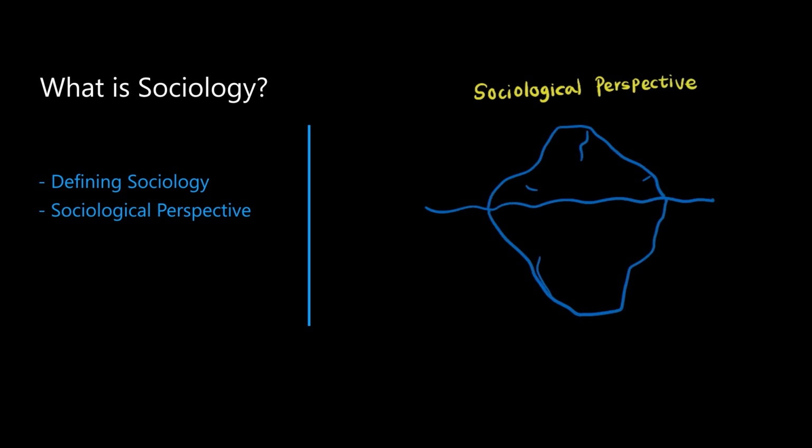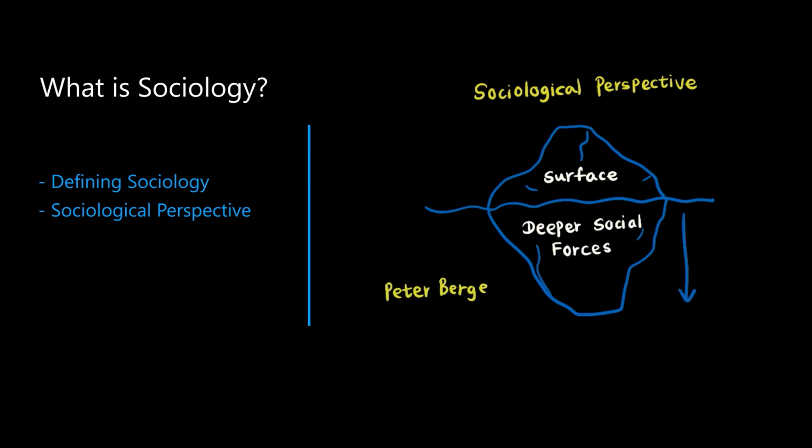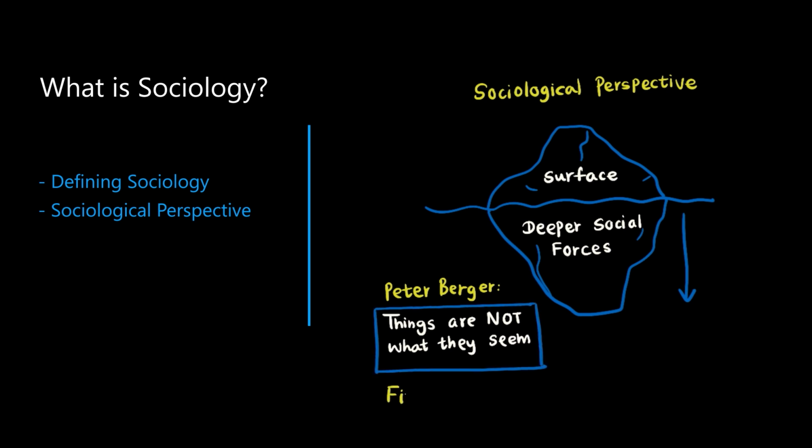Here's something really important to understand. Sociology has a specific perspective that sets it apart from other social sciences. Peter Berger, a famous sociologist, said that the first wisdom of sociology is that things are not what they seem. What he meant is that sociology teaches us to look beyond the surface and see the deeper social forces at work. When you're looking at any social situation, sociology asks you to find the general in the particular. Let me explain what that means with a real example.